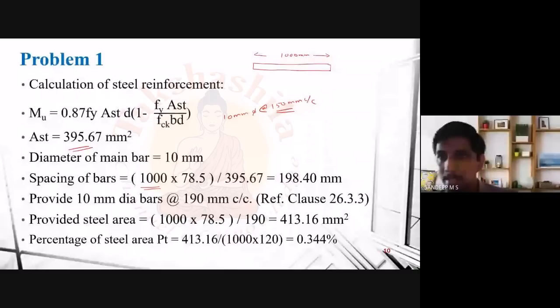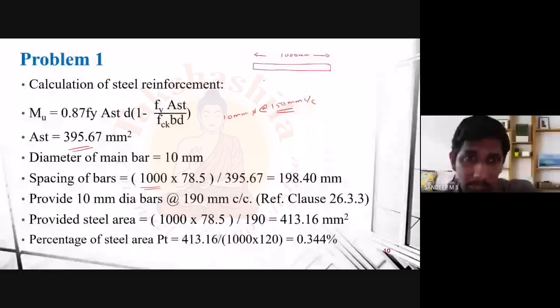Suppose the total area that I should provide is, say, 78 millimeters. That is the area of cross section of a 10 millimeter bar. Say the area of cross section of a 10 millimeter bar will be 78.5. And from this equation, what I am getting is 78.5.